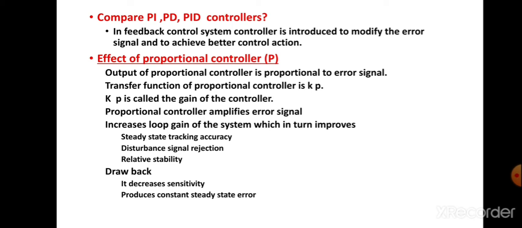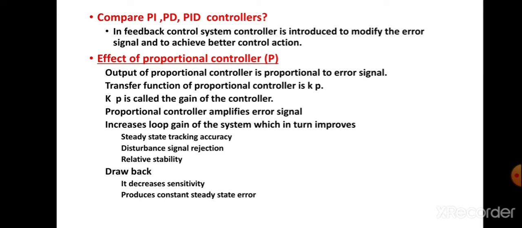Okay. Next, we will find the effect of proportional controller. Actually, we are making the comparison between these three controllers. What do you mean by the effect of a proportional controller? In the case of a proportional controller, the output is proportional to the error signal. And usually these controllers are introduced in the forward path of the control system. That means it is introduced in the open loop portion of the control system. So the output of the proportional controller is proportional to the error signal.